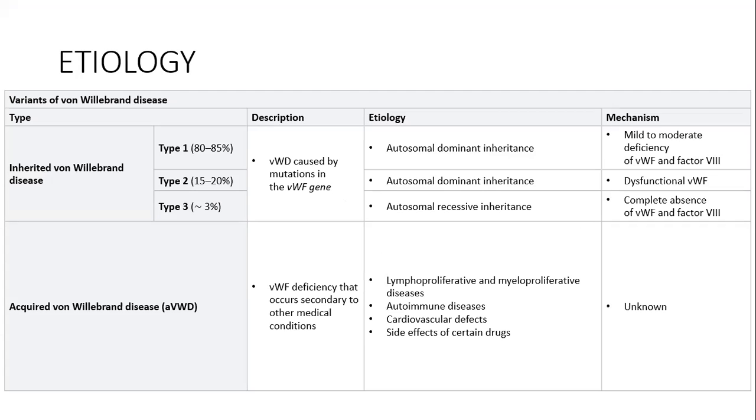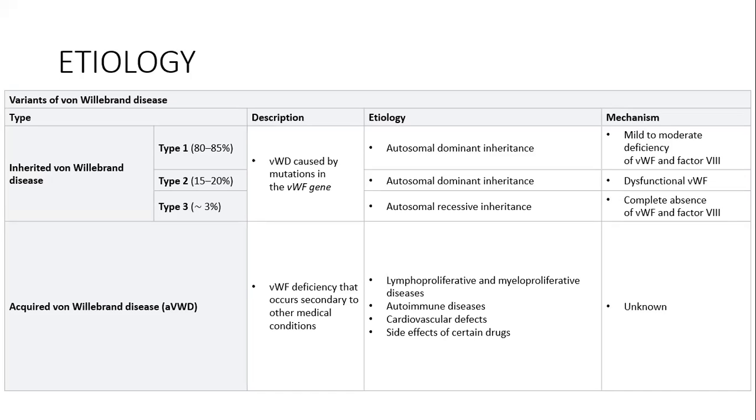So, causes of von Willebrand disease. Note there are two types, and this includes the inherited and acquired von Willebrand disease. Inherited is further subdivided into three types, and they are caused by mutations in the von Willebrand factor gene.